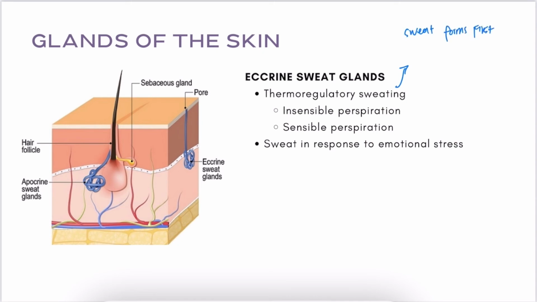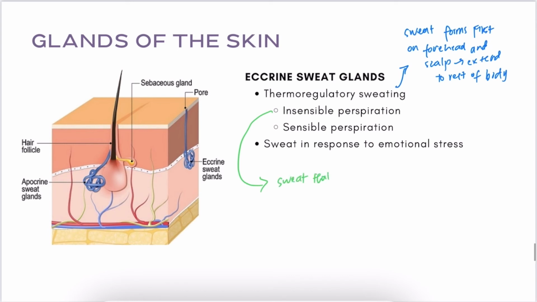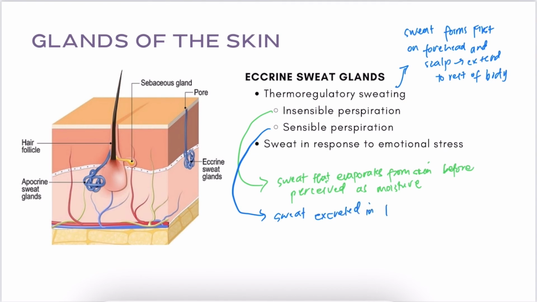The sweat produced by eccrine sweat glands consists primarily of water with small amounts of ions, mostly sodium and chloride, etc. So as sweat evaporates, large quantities of heat energy leave the body surface. The homeostatic regulation of the body temperature is known as thermoregulation. And the main role of eccrine sweat glands is to help the body to achieve thermoregulation, which is known as thermoregulatory sweating. During thermoregulatory sweating, sweat first forms on the forehead and scalp, and then extends to the rest of the body, forming last on the palms and soles.